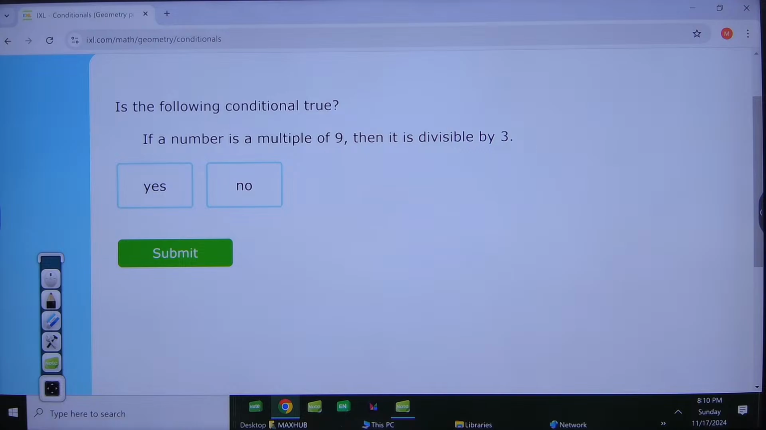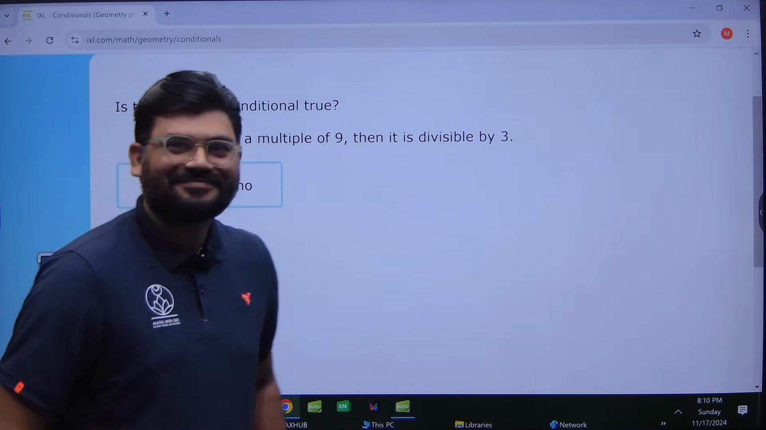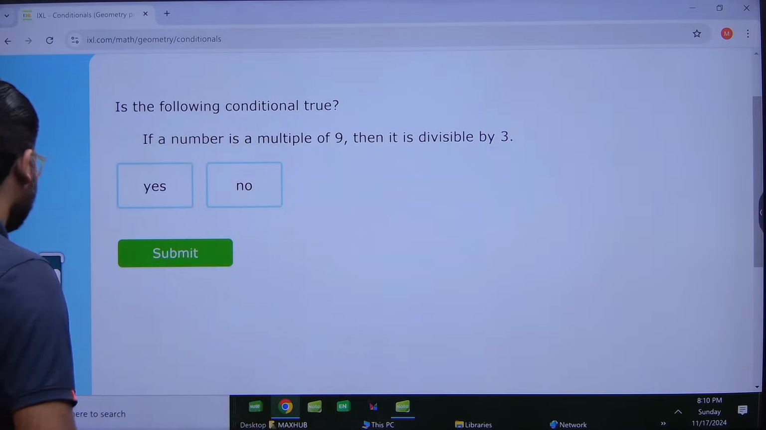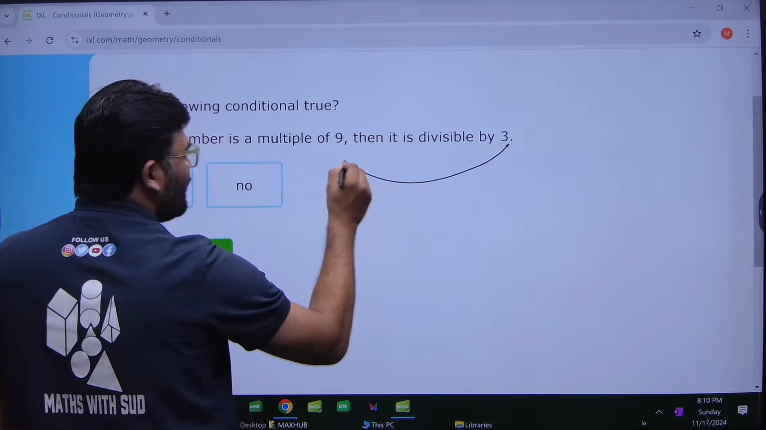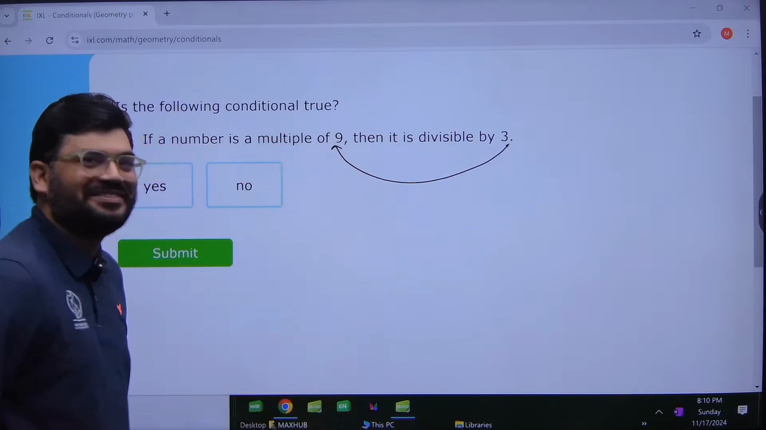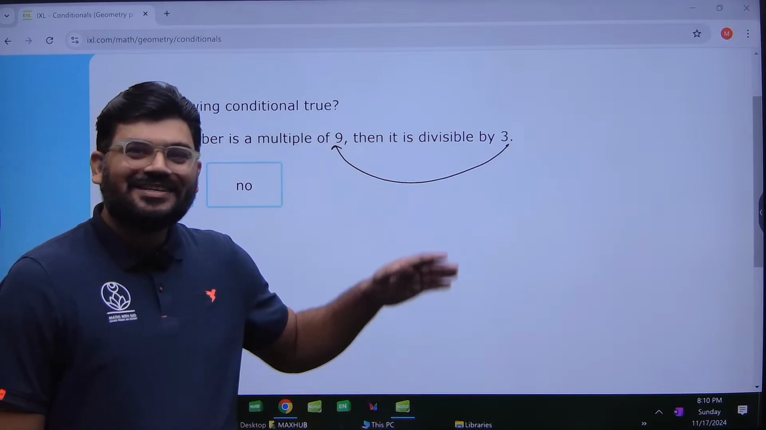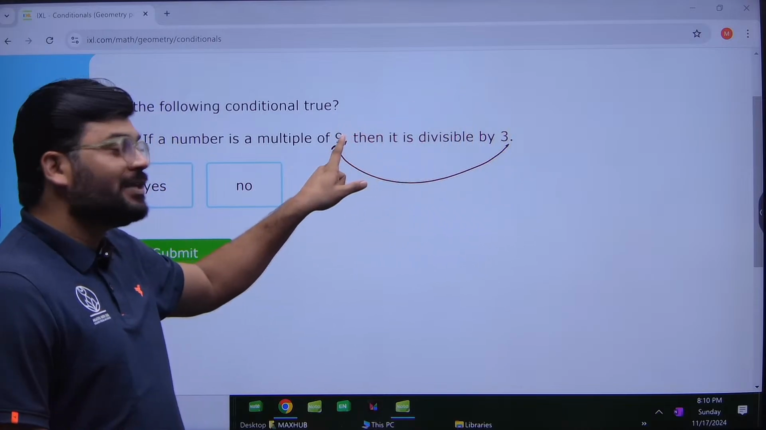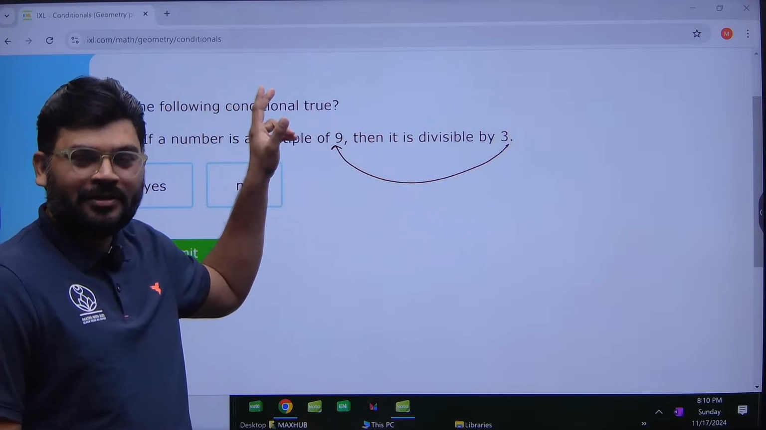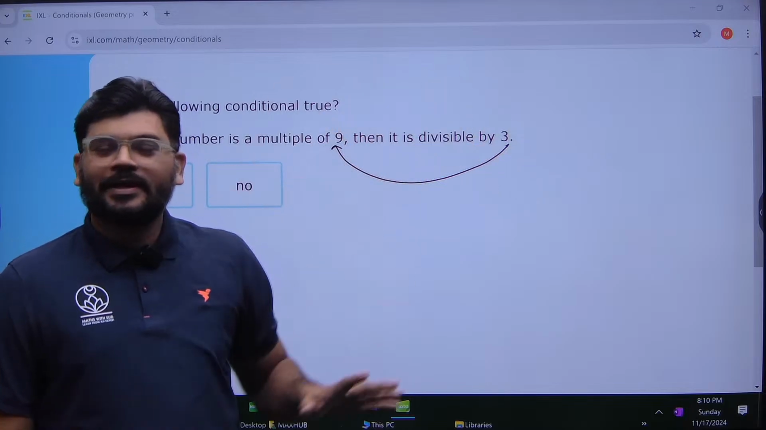18 is not divisible by 3. Why? 3 into 6, oh, it is. Wait, so does that mean this is a true conditional? It is a true condition because 3 divides 9 itself. A number which is already divisible by 3, if this number is dividing any other number, the factors of 9 will also divide that number.